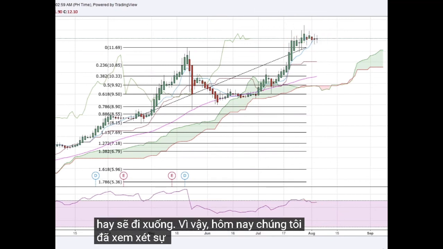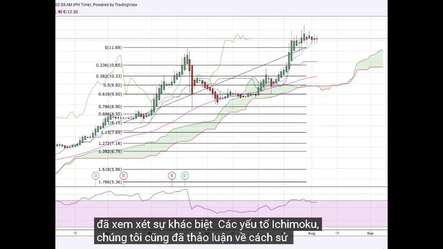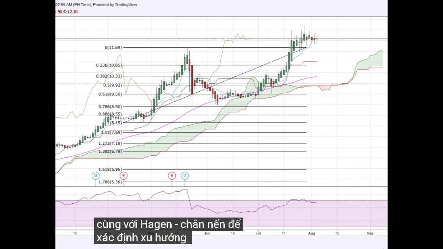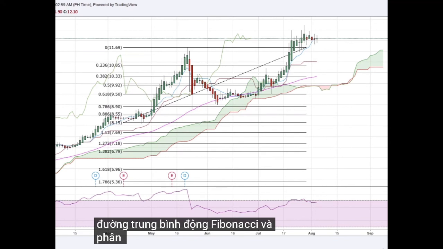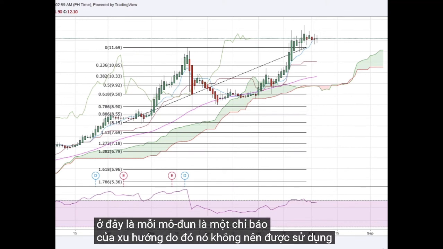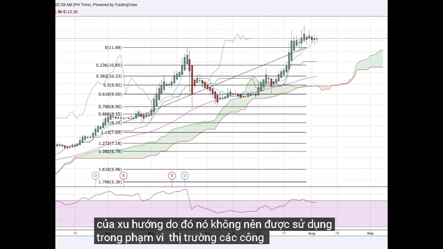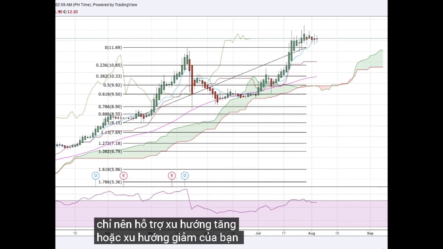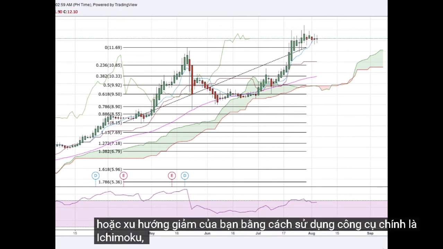Alright, so today we reviewed the different Ichimoku elements. We also discussed how to use Ichimoku along with Heikin Ashi candlesticks to determine trend, how to use it with moving averages, Fibonacci, and divergences. The main point to remember here is that Ichimoku is an indicator of trend. Therefore, it should not be used in ranging markets. Other tools should only support your bias of an uptrend or a downtrend using the main tool, which is Ichimoku.